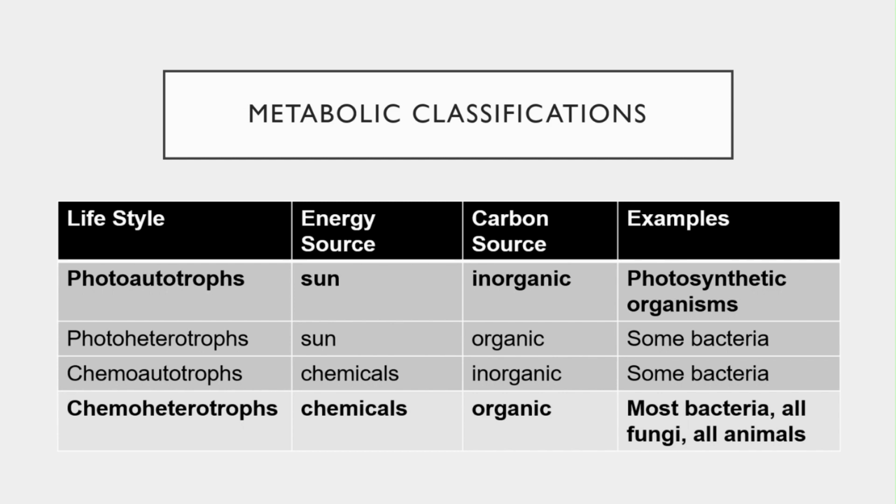Combined, we have an organism's metabolic classification. So, for example, a photoautotroph derives its energy from the sun and its carbon from inorganic sources. A chemoautotroph, however, would derive its energy from chemicals and would get its carbon from inorganic sources. Another example here would be photoheterotroph. So it means that it gets its energy from the sun and its carbon from organic sources.